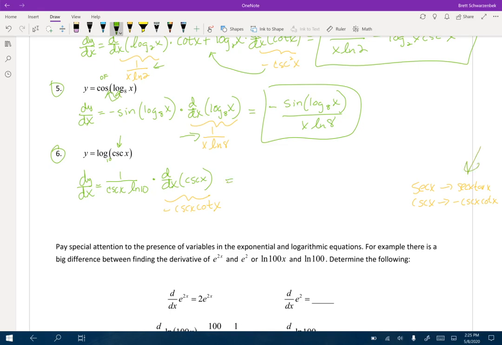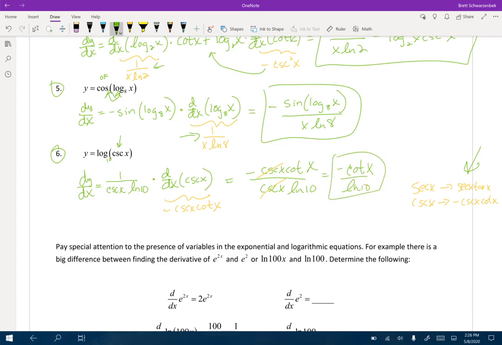So this will end up going to the numerator, cosecant x, cotangent x, over cosecant x, natural log of 10. And interestingly enough, these wipe out, and we get negative cotangent of x over the natural log of 10 as our derivative.